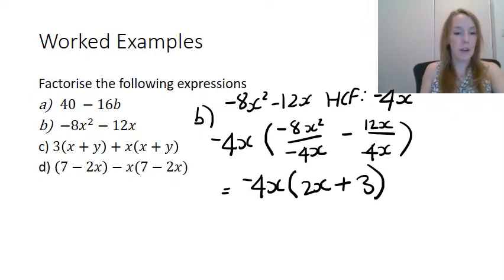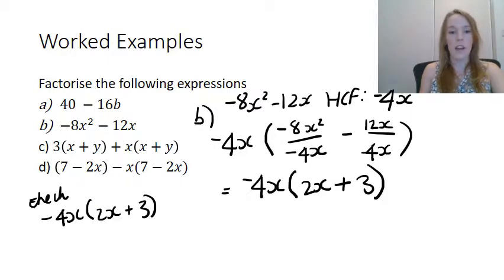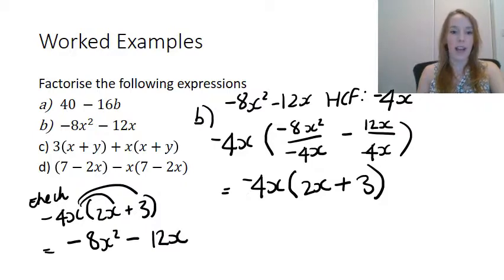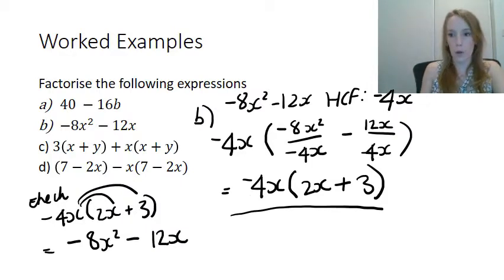And we can expand over here to check, so we'll check negative 4x, 2x plus 3. So we're going to expand. Negative 4x times 2x, a positive times a negative is going to give us a negative 8x squared. Negative 4x times 3 is going to give us 12x. And look back at our original question. Yep, we've got the same. So we know that our factorising answer here was correct.